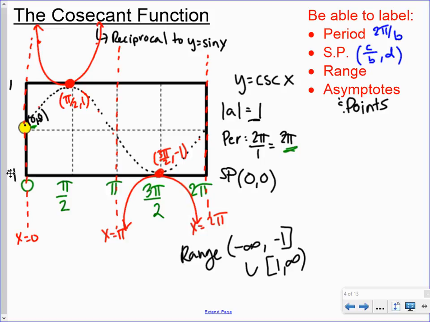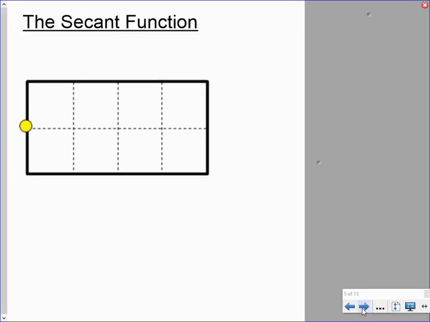Okay, so I've got another slide where we'll quick draw secant. I won't spend as much time talking about secant because it's basically the same idea. All right, instead, this time it's a reciprocal to cosine. So this is the reciprocal to cosine.